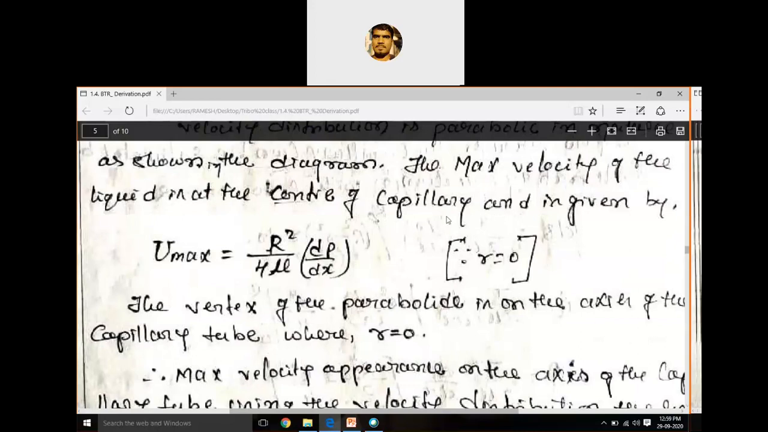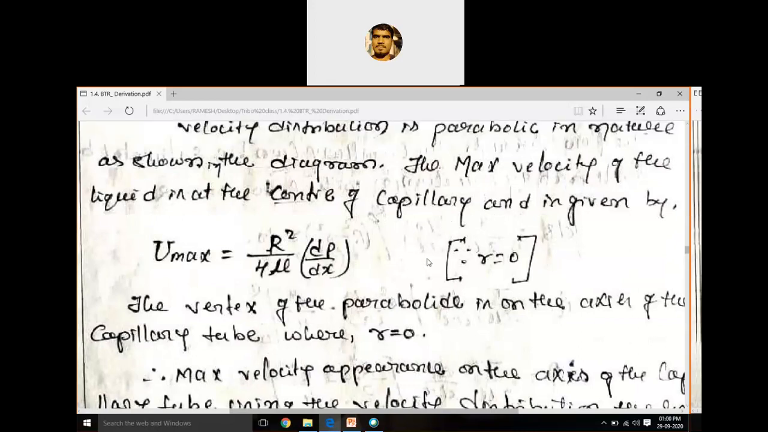Okay, and finally we need the flow rate. We already got the value of velocity, but we need the flow rate. The maximum velocity appears on the axis of the capillary tube using the velocity distribution. The rate of flow through the capillary can be estimated. This can be done by integrating the velocity across the cross section of the capillary.